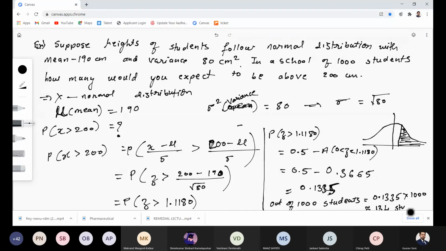Okay, so this is how we use this in the given examples. Our values in the examples will be in terms of x, then we convert it in terms of z, and then we find out the values. Next example.